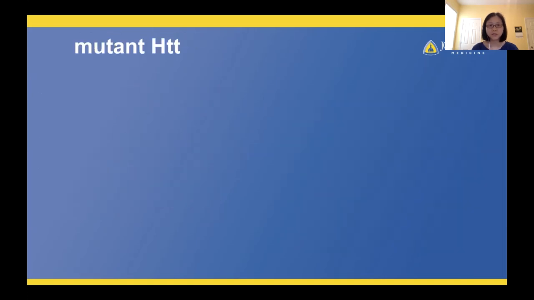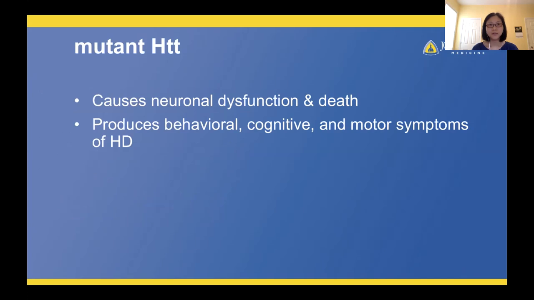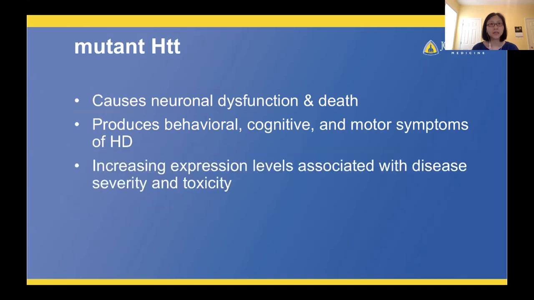And the mutant Huntingtin is what causes the neuronal dysfunction and death in HD. And it is what we believe produces the behavioral, cognitive, and motor symptoms of HD. And the increasing expression levels of mutant Huntingtin is associated with disease severity and toxicity. Whereas the wild-type Huntingtin is critical and essential for embryonic neurodevelopment as well as many other cellular functions.